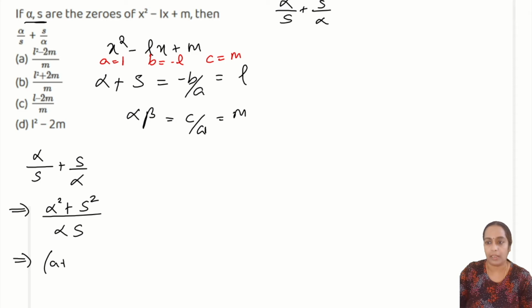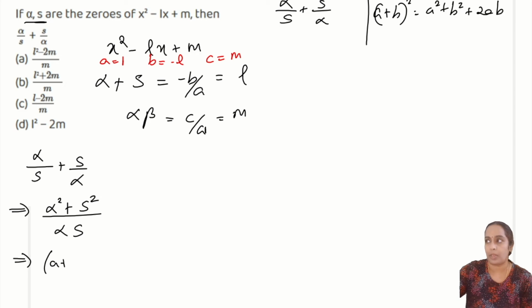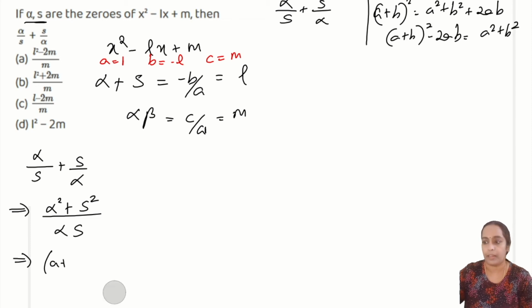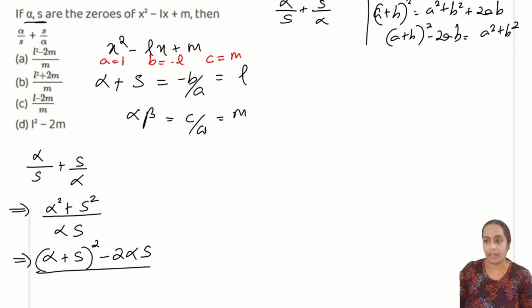Let me write the formula once here. A plus b the whole square is a square plus b square plus 2ab. So a square plus b square will be equal to a plus b the whole square minus 2ab. So I will put it here. For a I have alpha, for b I have s. So alpha square plus s square will be alpha plus s the whole square minus 2 alpha s, divided by alpha s.